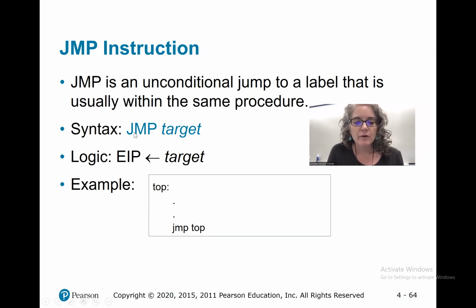So the syntax is JMP and the target. The target's going to be a label. So for example, here we're jumping to the label top. So it jumps to here. And this creates an infinite loop unless you have something to make that loop stop inside and get out of it. So right now, something like this would just loop forever.